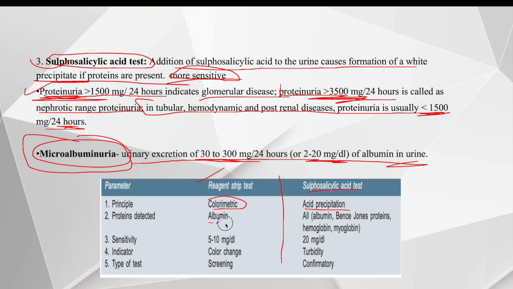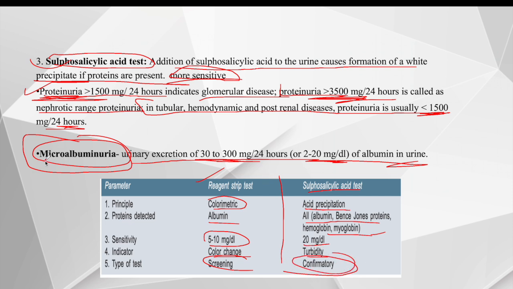The protein detected is albumin in the reagent strip, while sulfosalicylic acid can detect all proteins: albumin, Bence-Jones, hemoglobin, and myoglobin. Sensitivity is 5 to 10 mg per deciliter for the strip, and 20 mg per deciliter for sulfosalicylic acid. The indicator used is color change in one, and turbidity in the other. One is a type of screening test and the other is a type of confirmatory test.